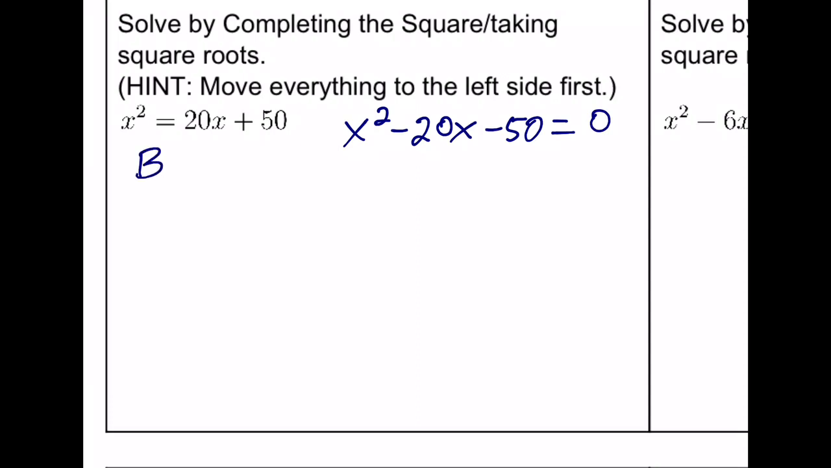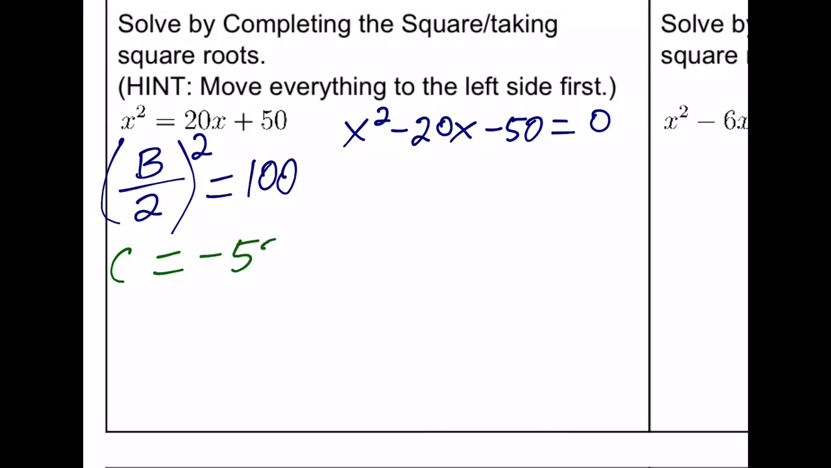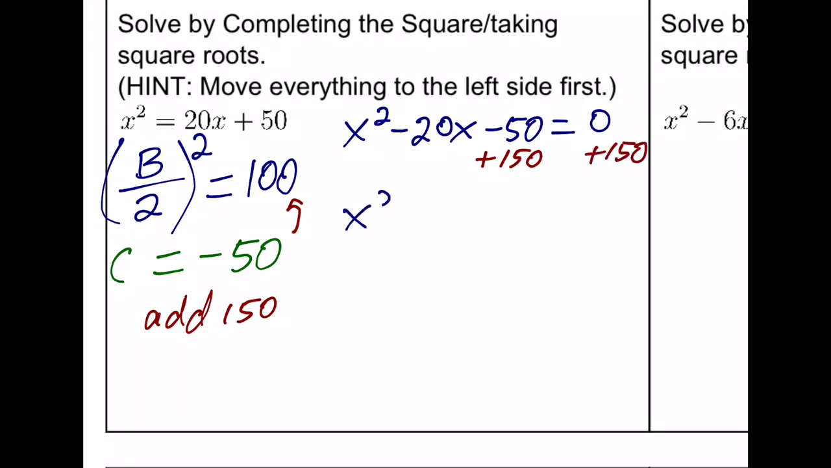What is my b value? It's negative 20. If I cut that in half, I'm at negative 10. If I square it, I'm at 100. The problem is c is equal to negative 50. How can I get from negative 50 to 100? I'm going to have to add 150 to both sides. So let's go ahead and do that. My new equation becomes x squared minus 20x plus 100 is equal to 150.